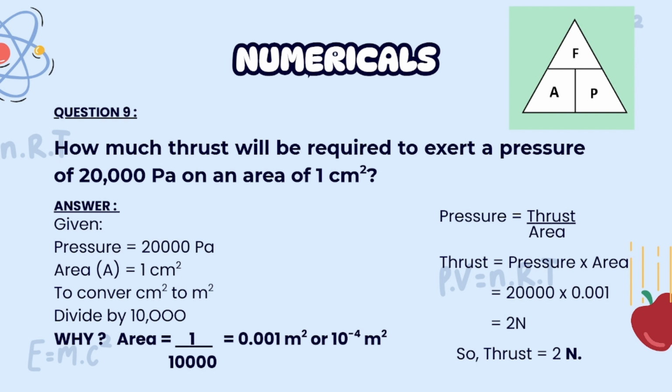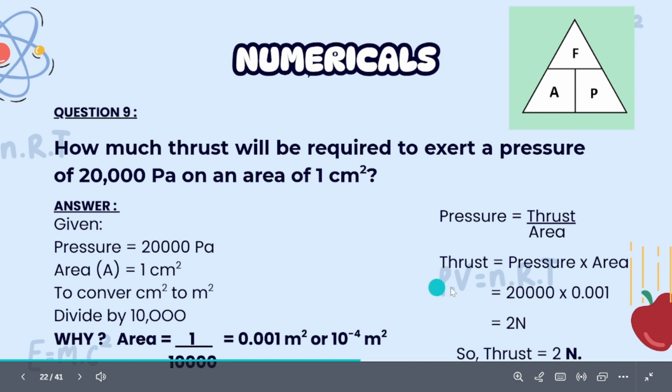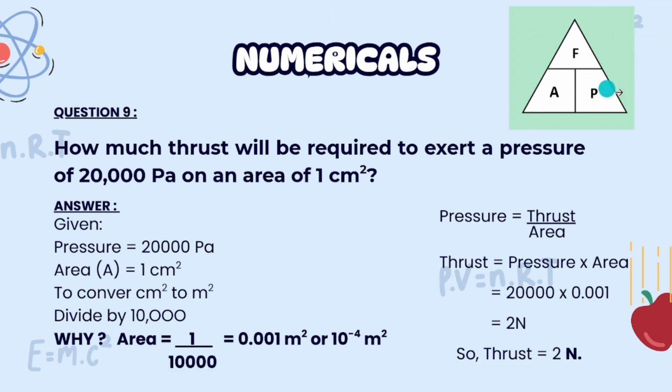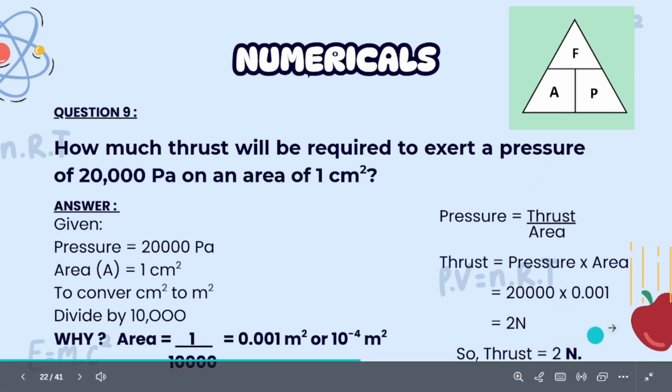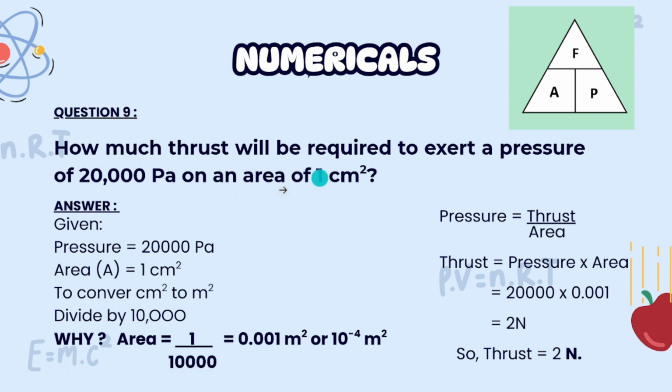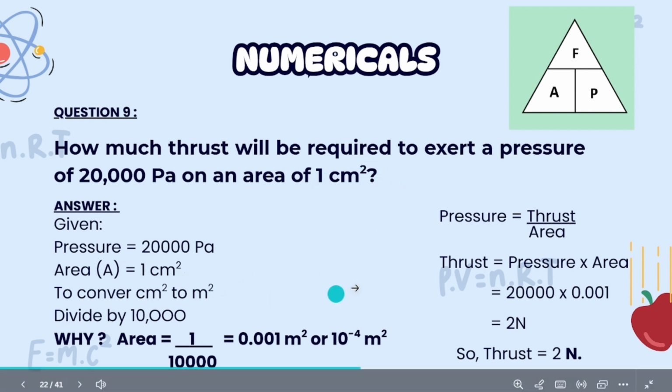Understood? Very simple. To find the thrust, what you have to do? You have to multiply. To find the force, to find the thrust, what we have to do? Multiply. When you multiply, you get the answer. Just check before multiplying if all the units given are in SI units. If not, convert it. Mostly it will be centimeter square to meter square. So you know the trick.